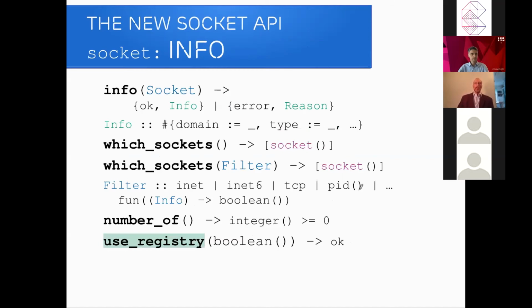We have some more non-POSIX features. We have the info function that returns some information about the socket, the type, controlling process, counters and statistics, etc. We have a function that lists all sockets. We have one that lists some sockets according to some predefined filters or an own filter function, filter fun.